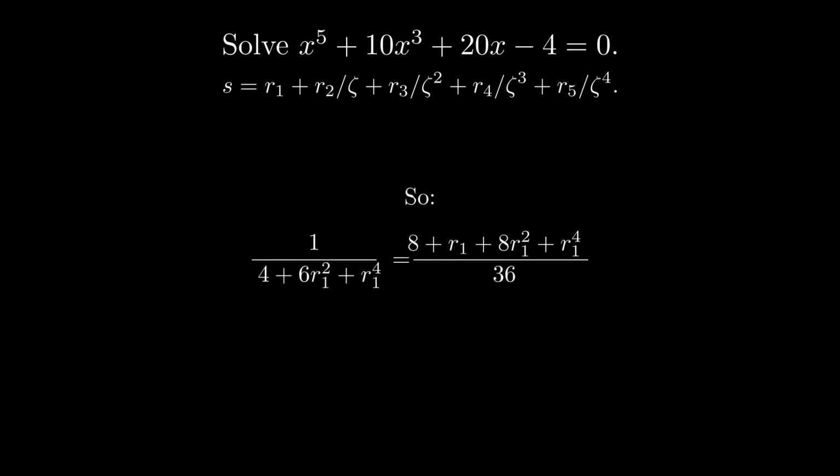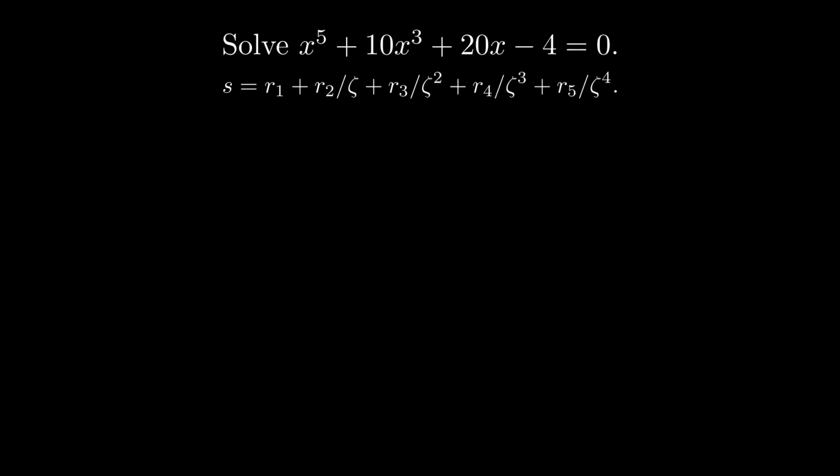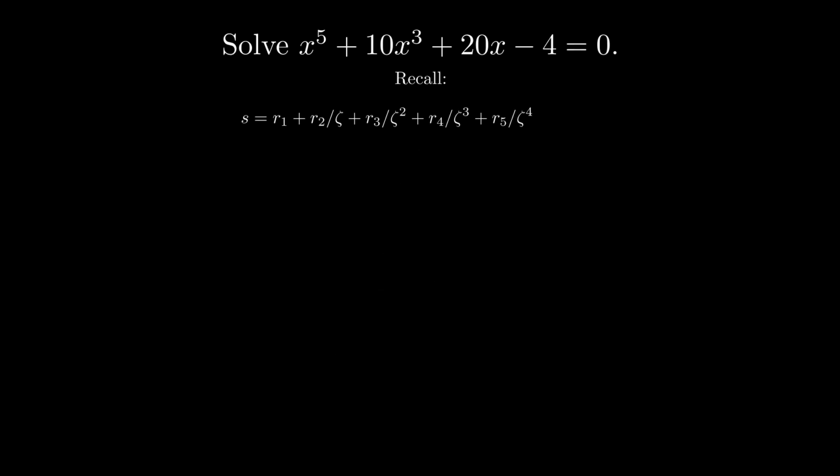So we maneuver it to get the denominator equaling an actual polynomial in R1. So we plug that in, reduce high powers of R1 down using R1 to the fifth equaling negative 10 R1 cubed minus 20 R1 plus 4, and we get this very nice set of values for the new variables. And remember, we want to rewrite S using this.